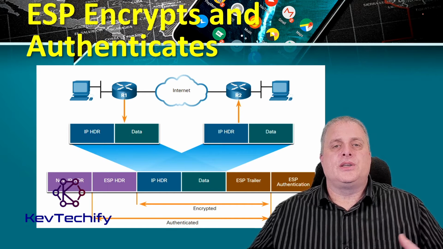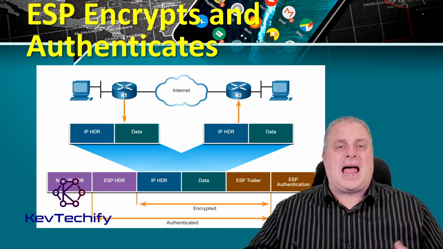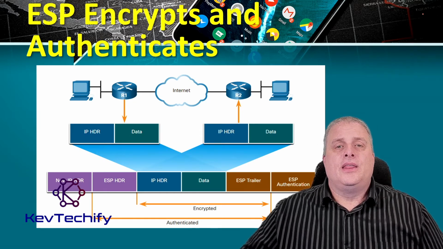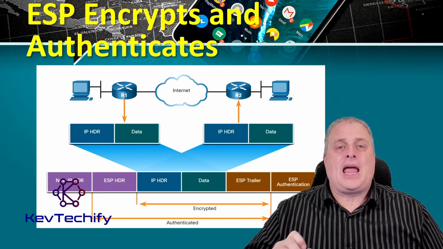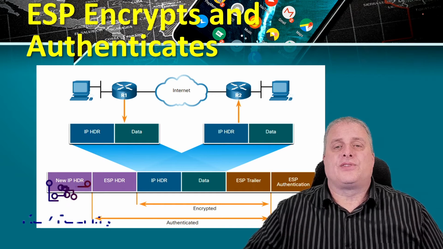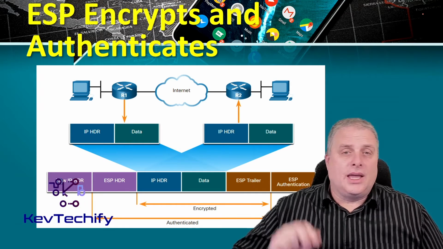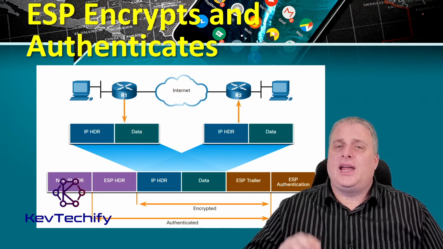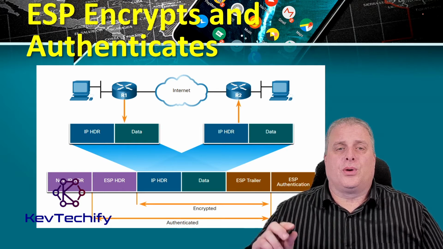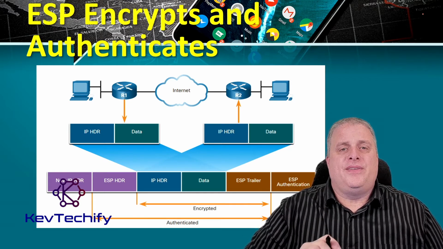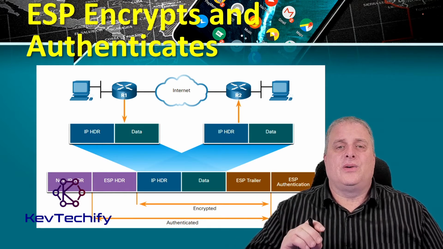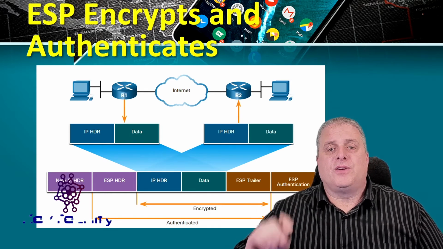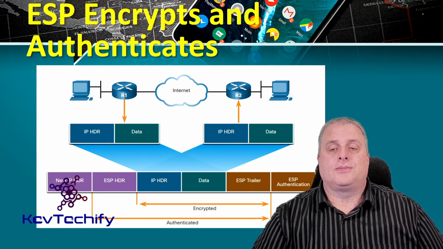IPsec was initially established to provide security for IPv6 packets. Therefore, the IPsec implementations for IPv4 and IPv6 are similar as far as the standards are concerned. In IP version 4, AH and ESP are IP protocol headers. IPv6 uses the extension headers with a next header value of 50 for ESP and 51 for AH.